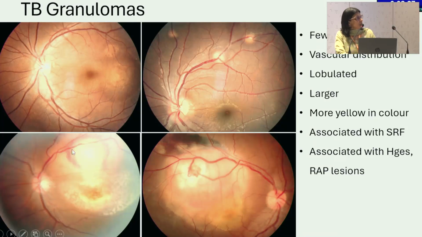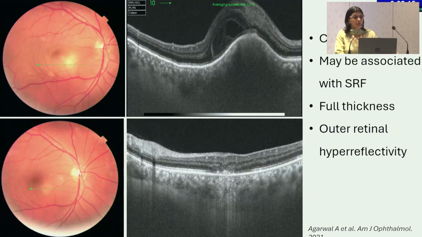So generally, TB granulomas are fewer. They are usually along the blood vessels, and they can be larger and associated with a lot of exudation, and sometimes you can even see wrap lesions. So here the OCT plays a very important role because you can see the full thickness choroidal granuloma, you see this contact sign, and you also see some amount of outer retinal hyperreflectivity.